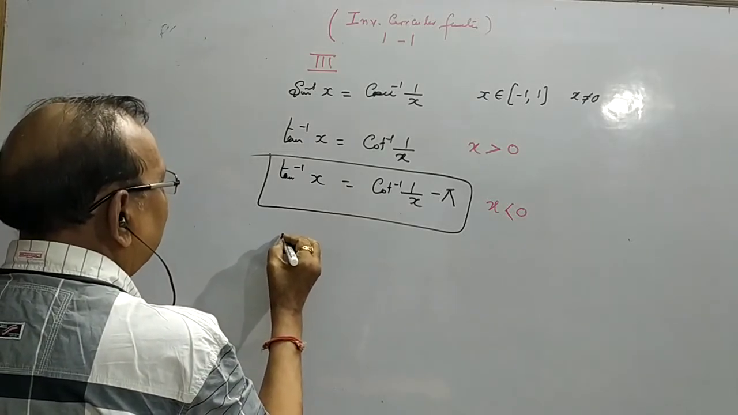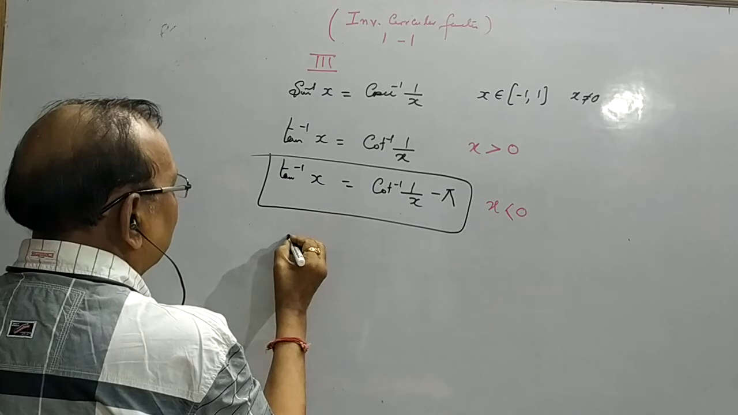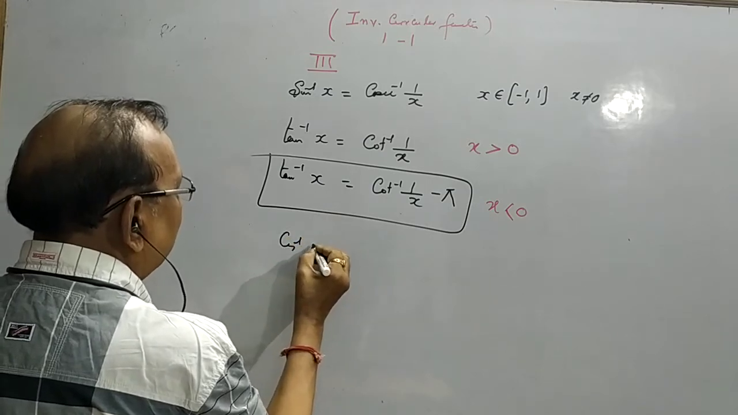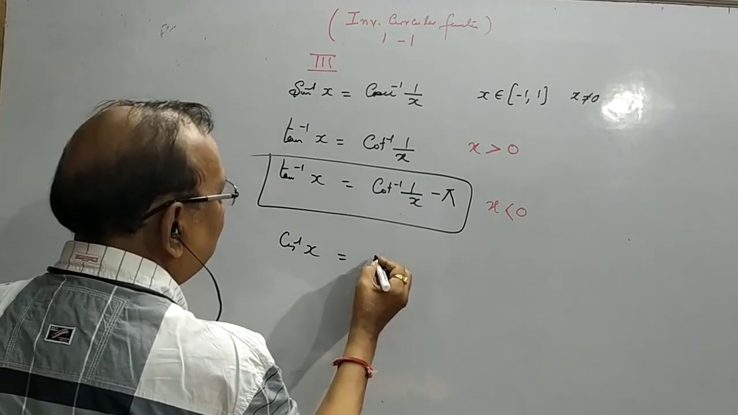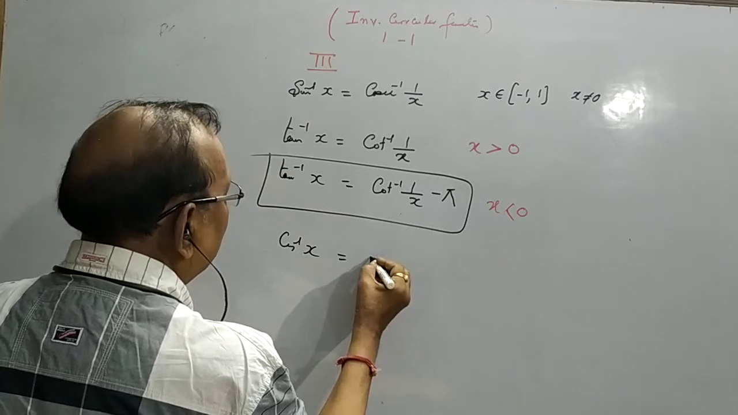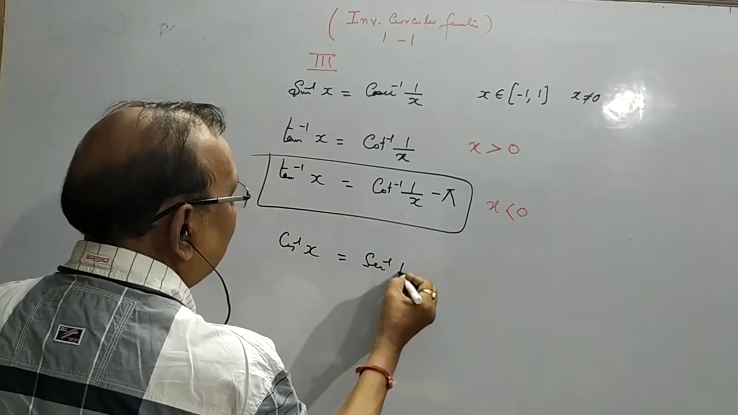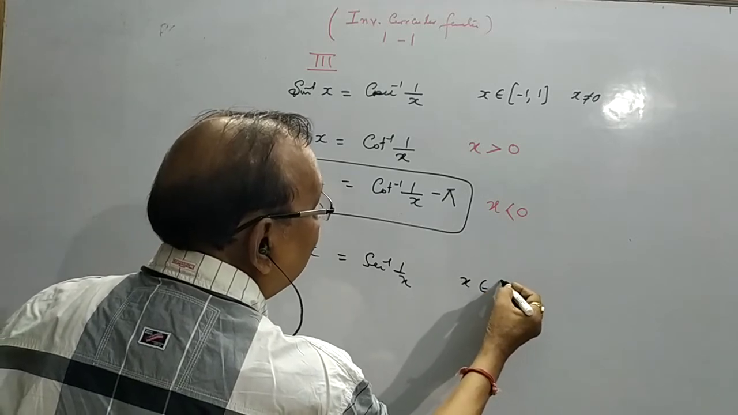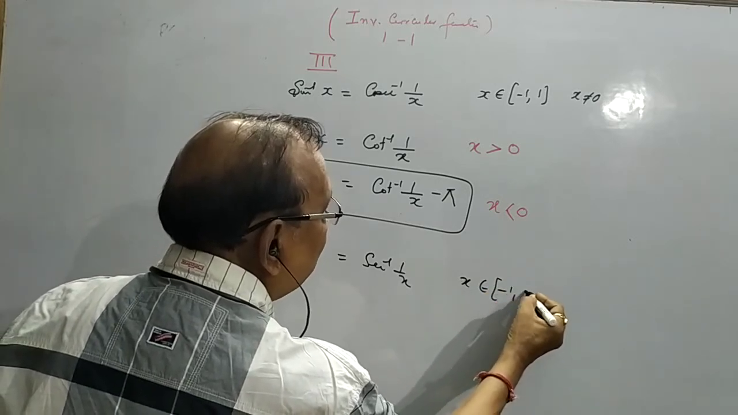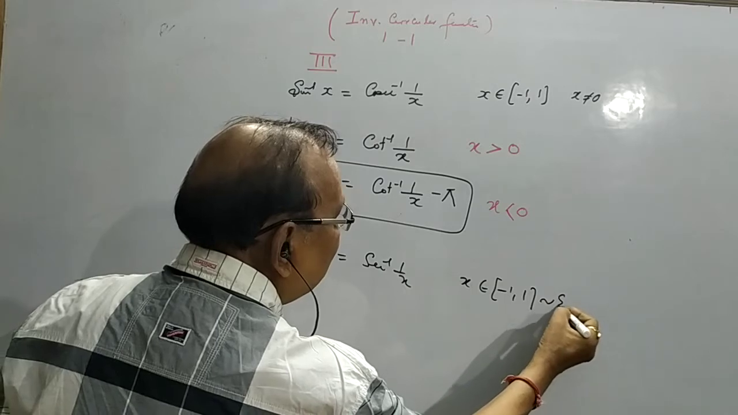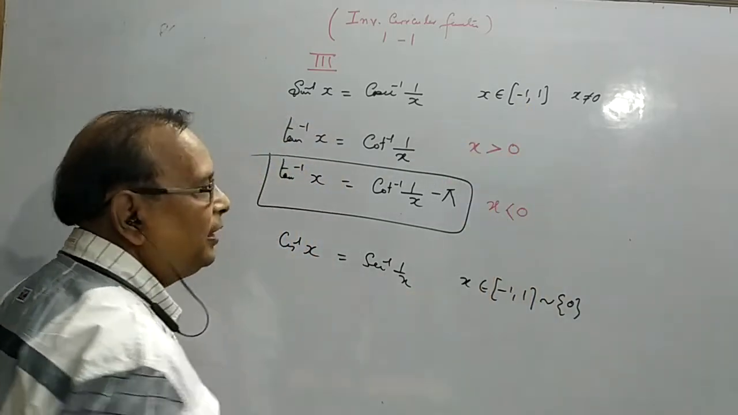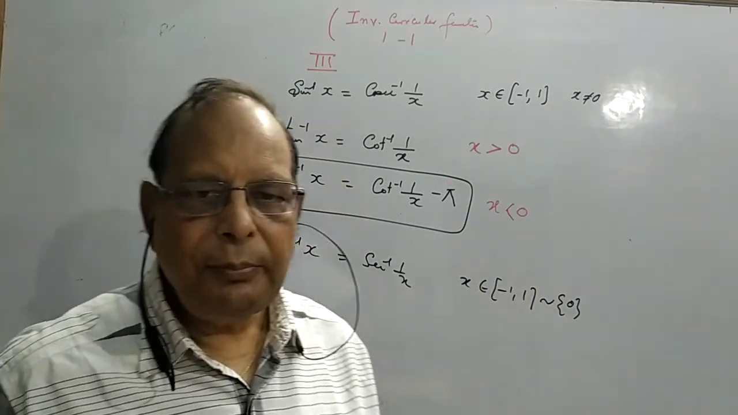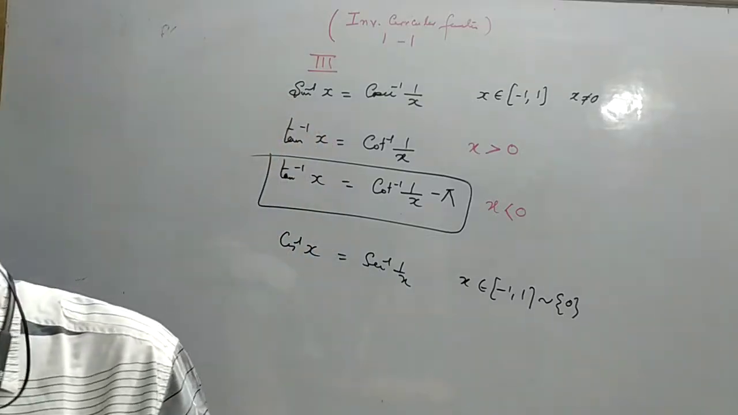Finally, I am taking cos inverse x is equal to sec inverse 1 upon x. Again, x belongs to minus 1 to 1, excluding 0, as that is the case. So you may remember all these formulas. That is the third set.